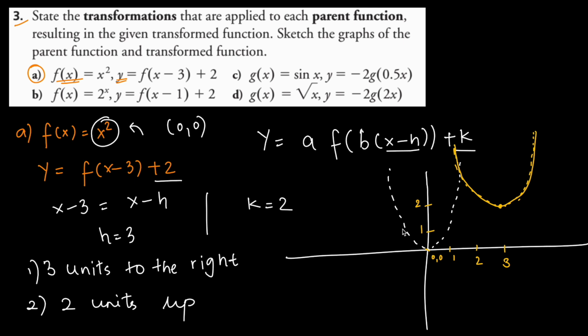Perfect. So the graph with the dotted lines of white color is the original graph, the parent function, and the yellow one is the transformed graph.